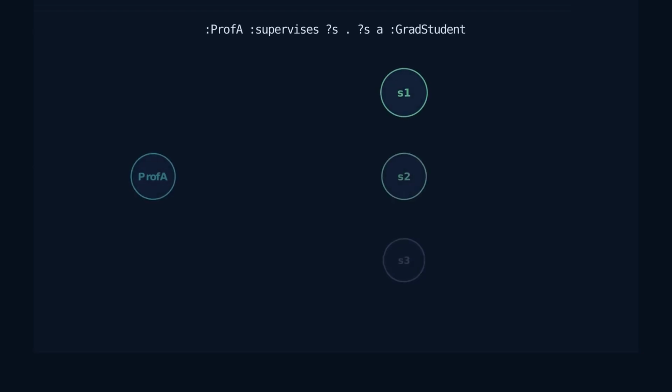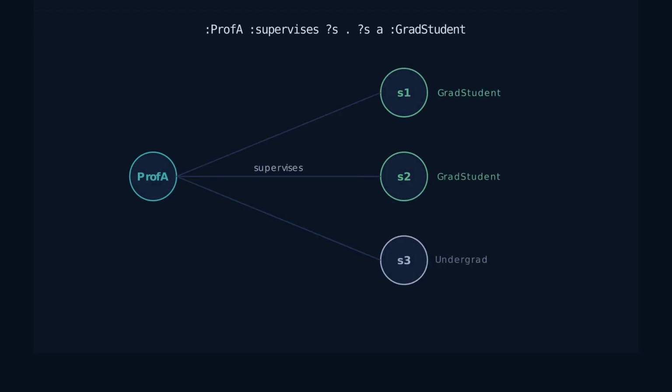Let us look at a real query, because it is far simpler than you might fear. We want every graduate student supervised by Professor A. Watch closely how we say that. Select $S, give me the thing I will call S, where, and here are the conditions. Professor A supervises S. And, S is of type graduate student. That is the entire query.